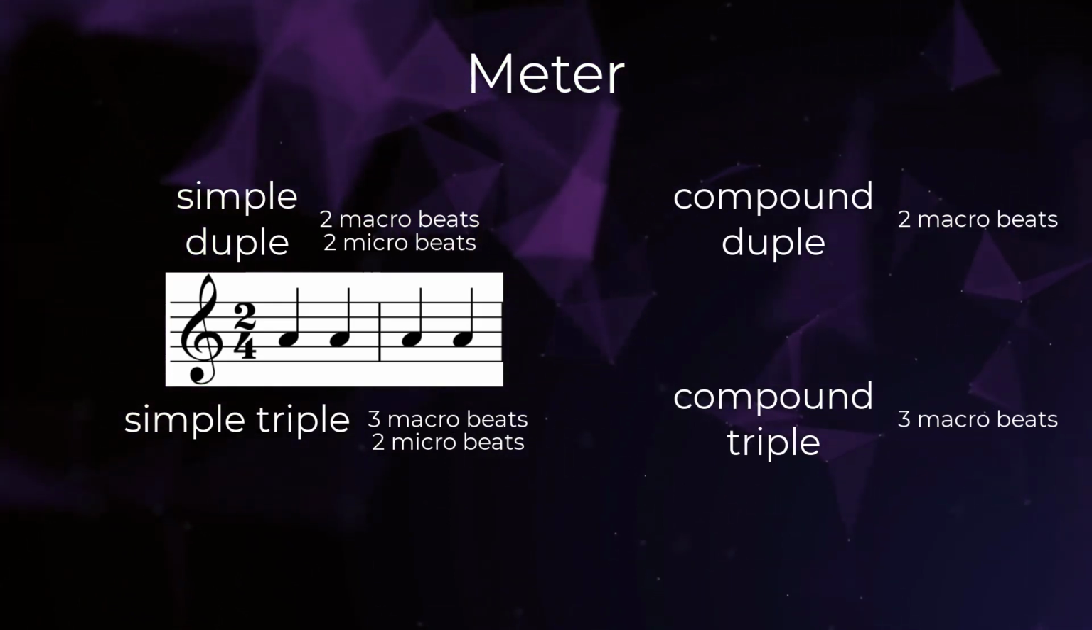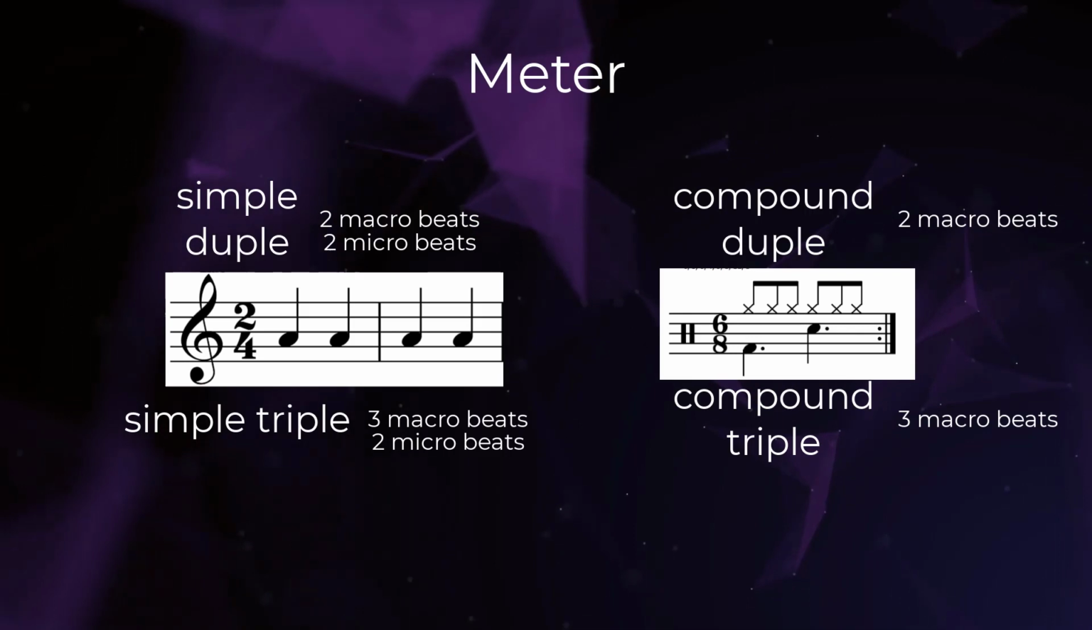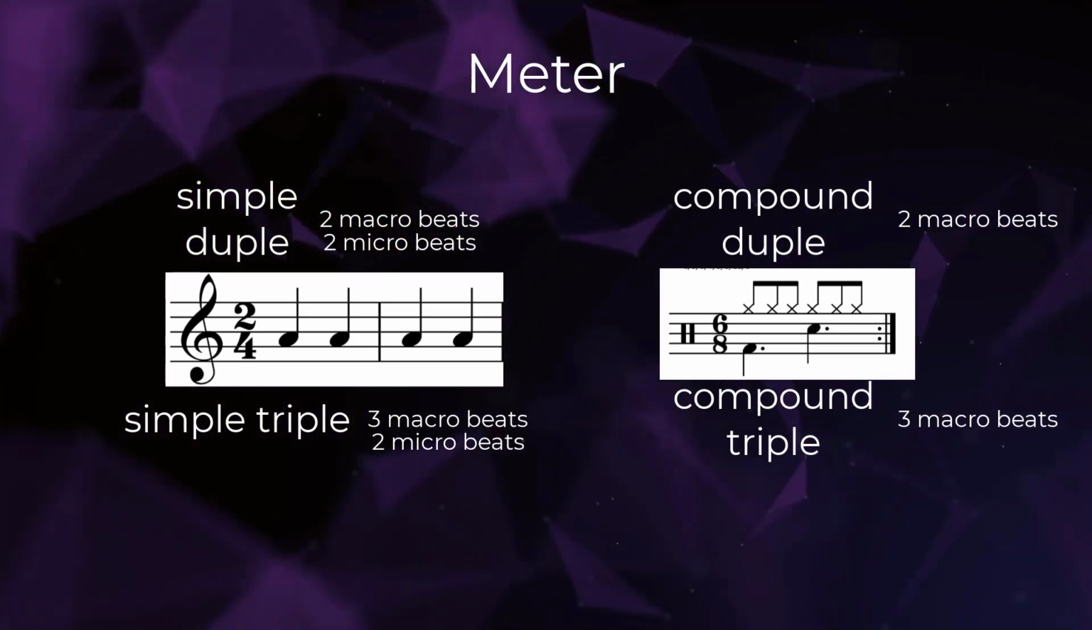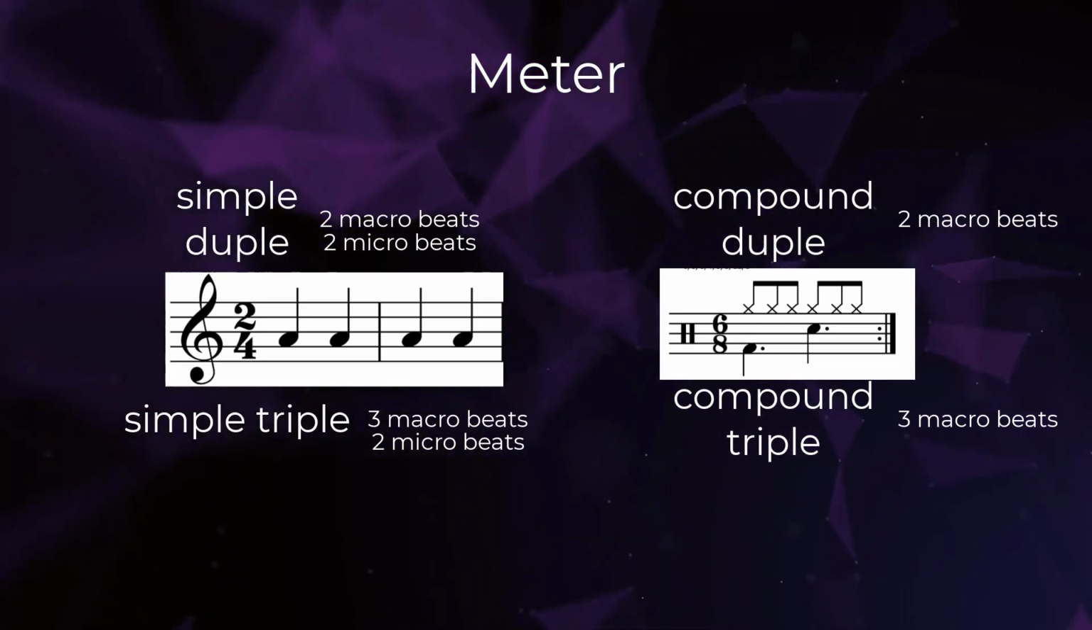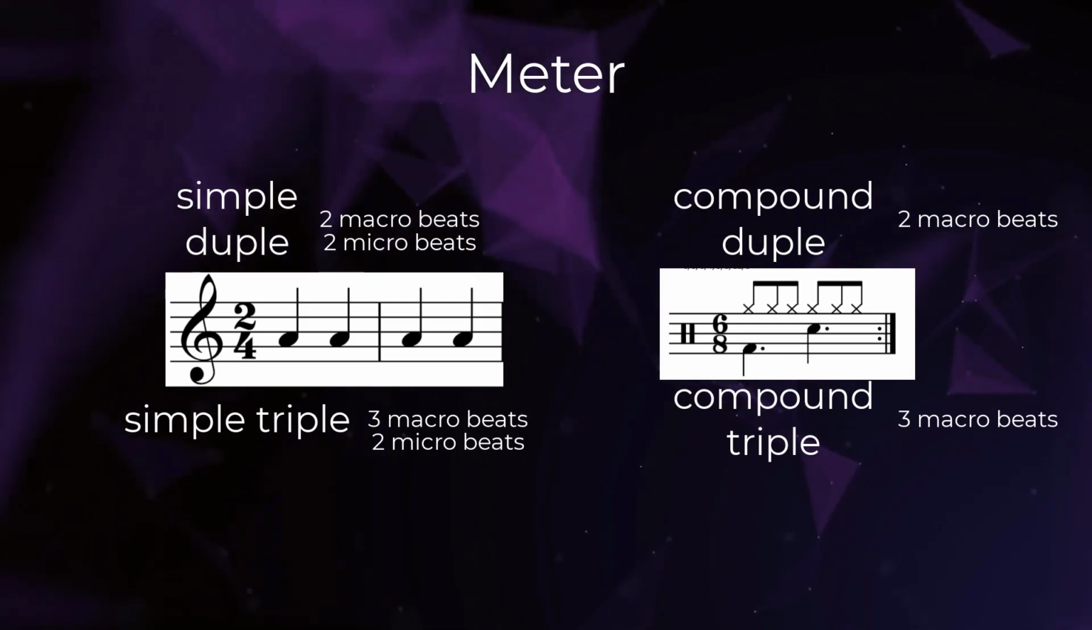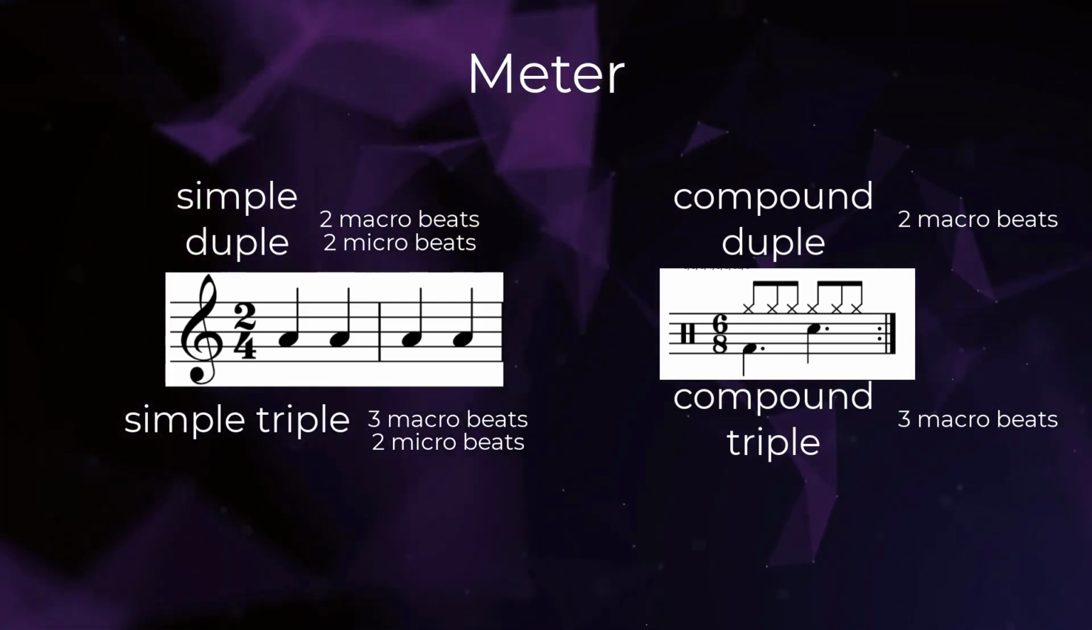For an example of compound duple, let's look at 6/8. 6/8 time again divides into 2 big beats, but each beat here is a dotted quarter note. The dotted quarter divides evenly into 3 parts, thus making it compound.